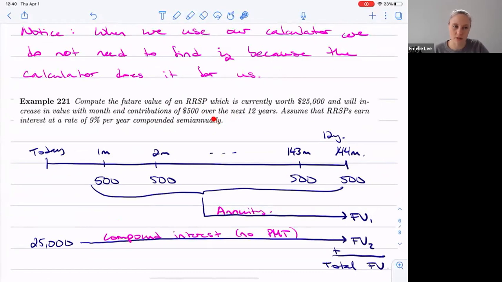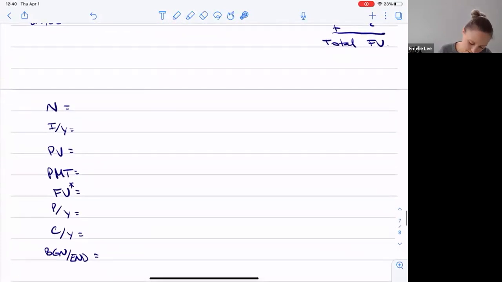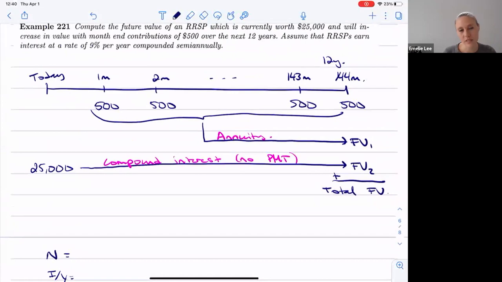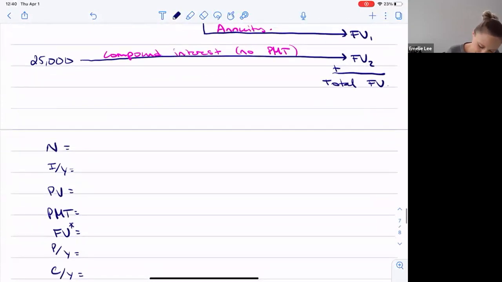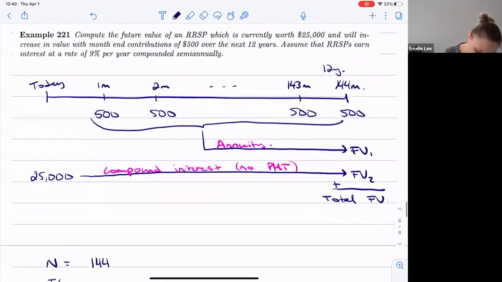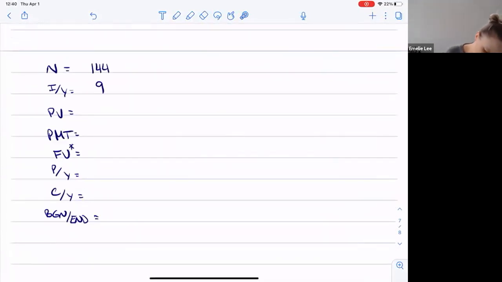9% compounded semi-annually. So as I read through this, I'm going to jot down the information in my calculator inputs here. N is still the number of payments, which is 144, which is what we found for our timeline. The interest per year was 9, yep. 9, and while I'm at it, it's compounding semi-annually, so I'm just going to jot that down as well. 2.